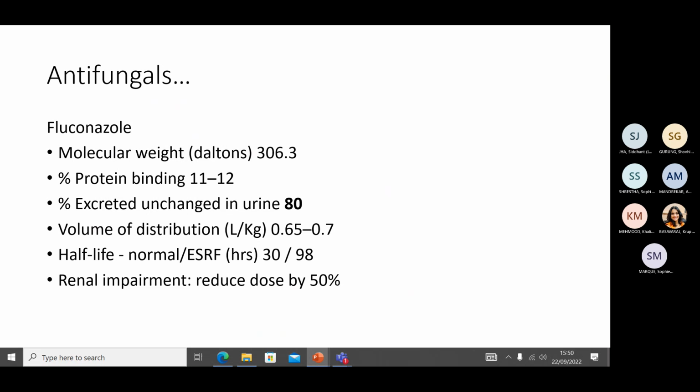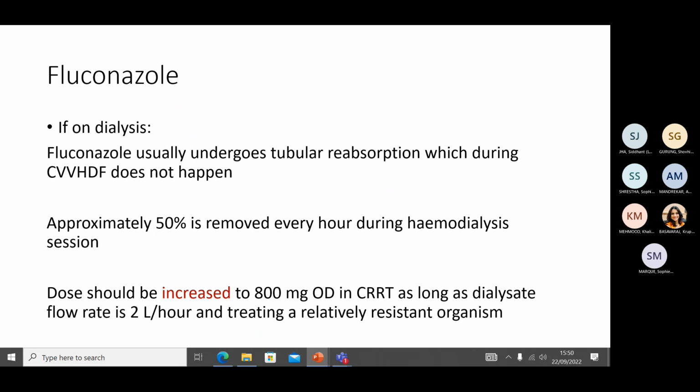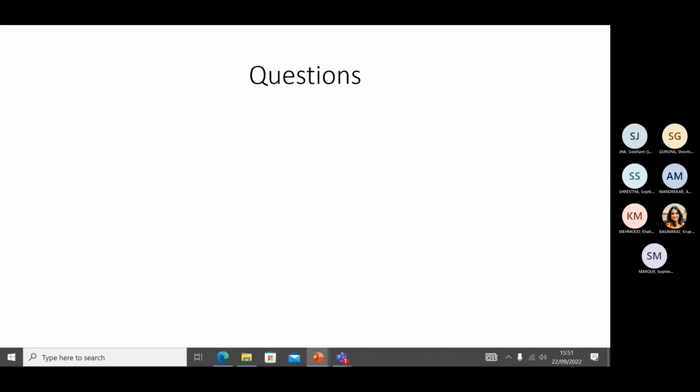But remember what I mentioned, next slide, about dialysis. Not on dialysis, your kidneys usually have that tubular reabsorption where they reabsorb the fluconazole again. And this doesn't happen during CVVHDF. Every hour that you have someone on CVVHDF, it halves the fluconazole. So technically 5 hours and that fluconazole is out of their system. So that's why we try and optimize and give 800 milligrams if anyone's on the filter. Most people are on more than 2 liters per hour. Next slide. That's it. Sorry I took too long.